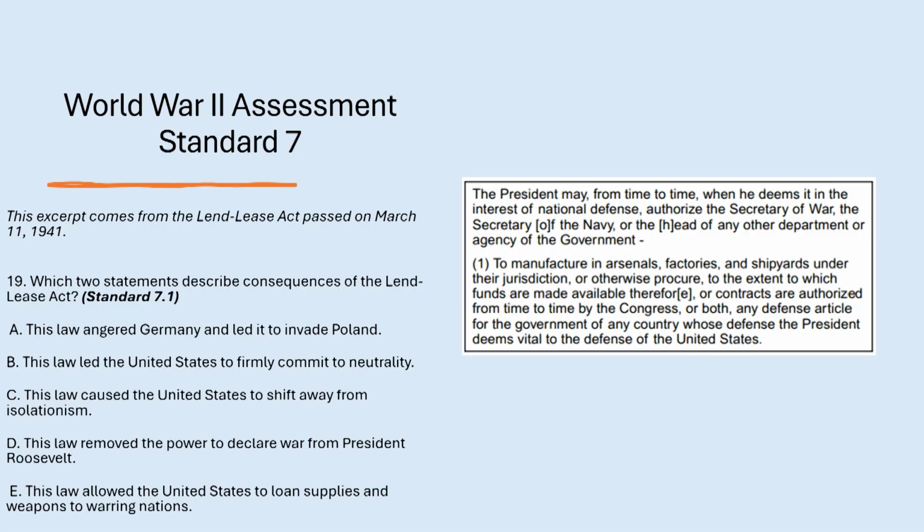The law led the United States to firmly commit to neutrality. The law caused the United States to shift away from isolationism. The law removed the power to declare war from President Roosevelt. The law allowed the United States to loan supplies and weapons to warring nations. Basically, two things. It allowed the United States of America to get away from isolationism and move toward getting involved in the war. And also, it had the United States loaning supplies to warring nations.